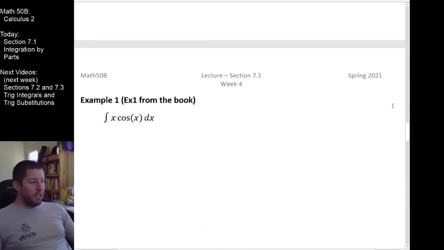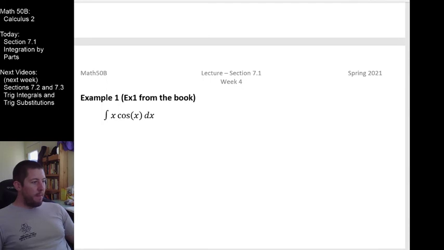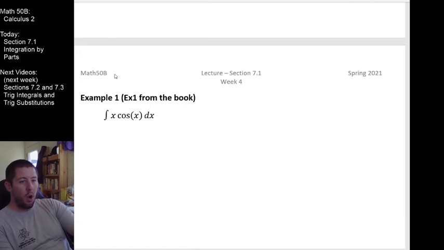And so I think I should probably restate my general formula here so that we can kind of remember what we're doing. Our goal is to get things that look like the integral of u dv to be rewritten as u times v minus the integral of v du.